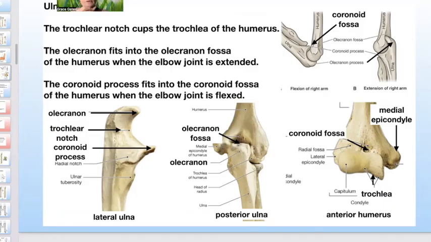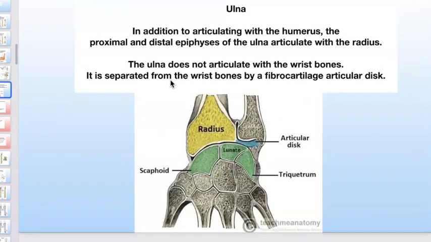And in class, when you have your bone boxes, you can take the humerus and the ulna and make them fit together, and you can extend and flex them and have fun with that. See how they fit together nicely. Okay, in addition to articulating with the humerus, the proximal and distal epiphyses of the ulna articulate with the radius.